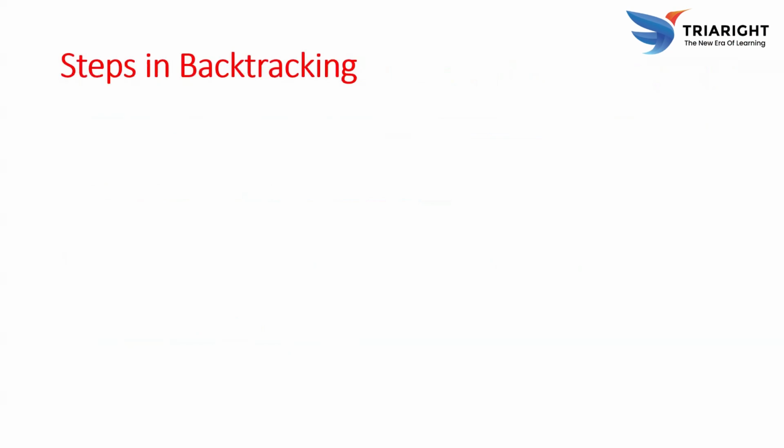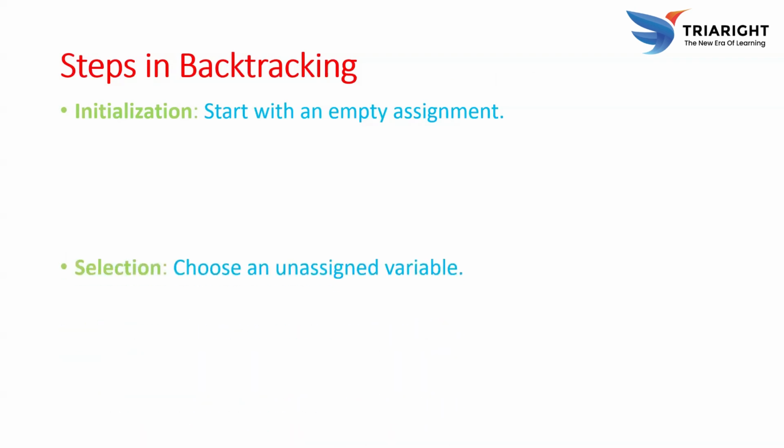So here we have the steps involving backtracking. We have a few steps here. Initialization: start with an empty assignment. This is the starting point of the search, right? You begin with no variables assigned a value, and the goal is to build a complete assignment where every variable has a value and the constraints are satisfied.